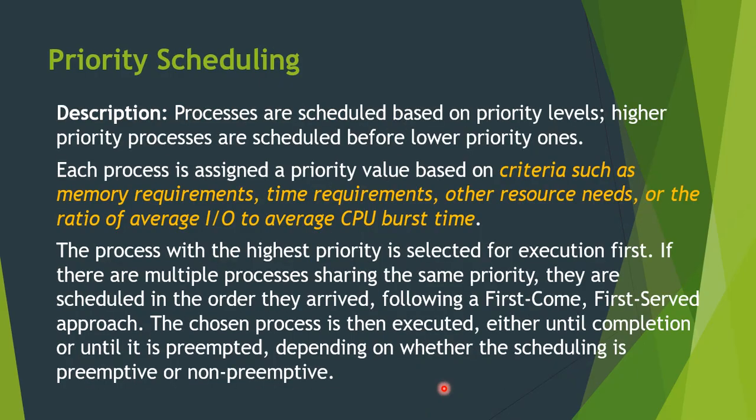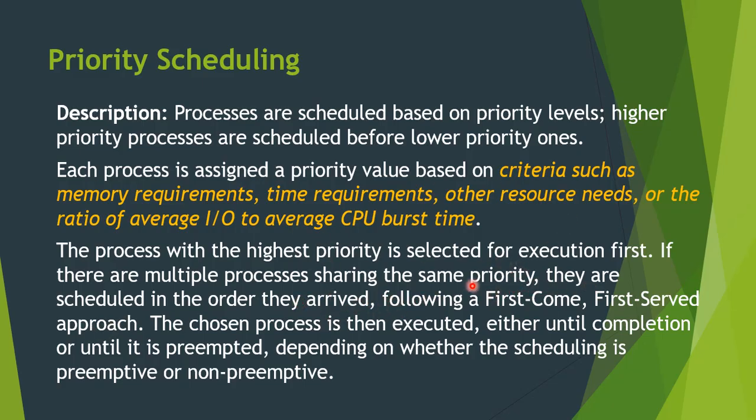We have another thing called the priority scheduling. Here, processes are scheduled based on priority levels. High priority processes are scheduled before the low priority ones. So here each process is assigned a priority value based on criteria such as the memory requirements, the time requirements, other resources, or the ratio of average input to average CPU burst time. So the process with the highest priority is selected for execution first. If there are multiple processes sharing the same priority, they are scheduled in the order they arrive.